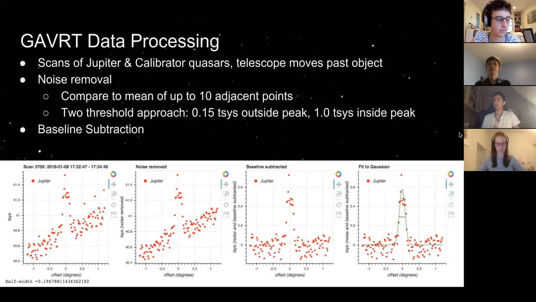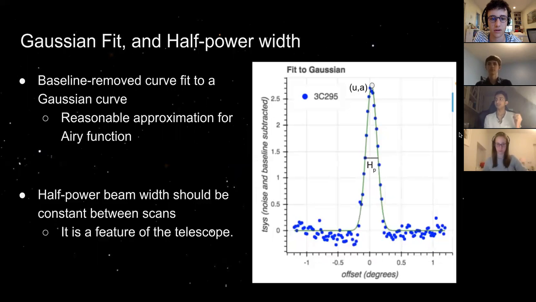Then on baseline subtraction, the baseline of the noise reduced curve that lay outside the peak was fit to a third-degree polynomial, which was sufficient for this particular data set. We then subtracted this baseline from the noise filtered data, which placed almost every measurement that was not a part of the peak near 0. So then we wanted to fit that baseline-reduced curve to a Gaussian curve.